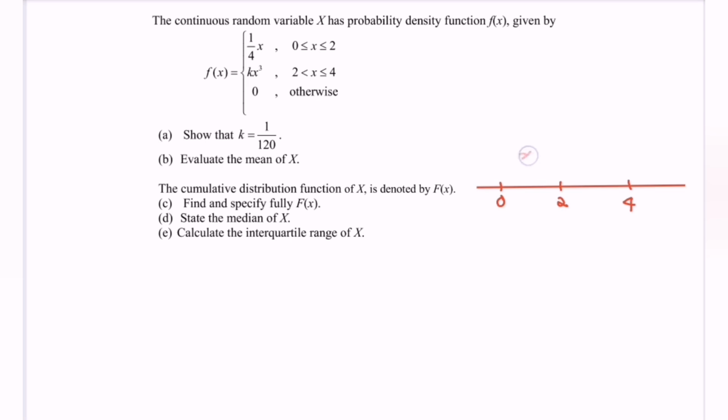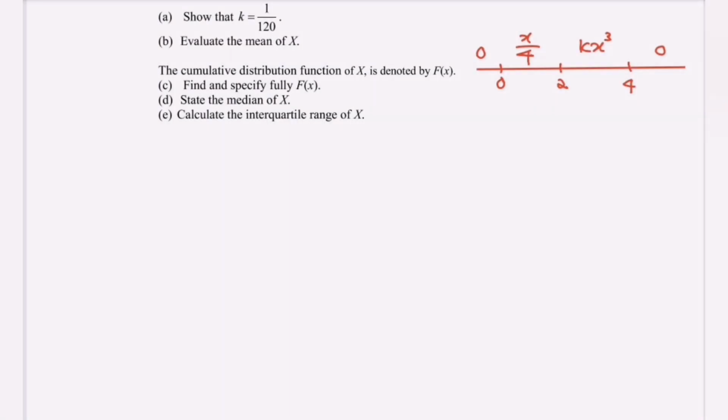So the function will be x over 4 for 0 to 2, and then from 2 to 4 we have kx cubed. Other than that we have 0. Part A: show that k is equal to 1 over 120.